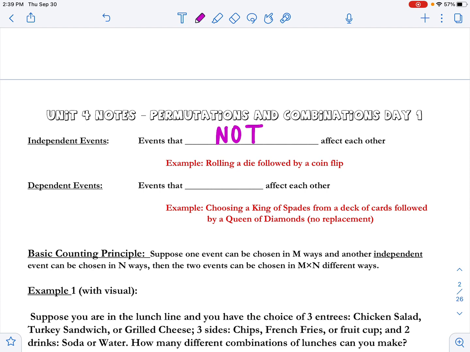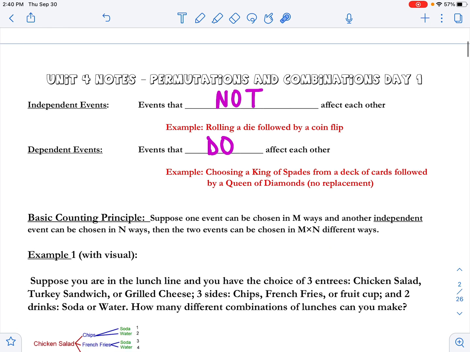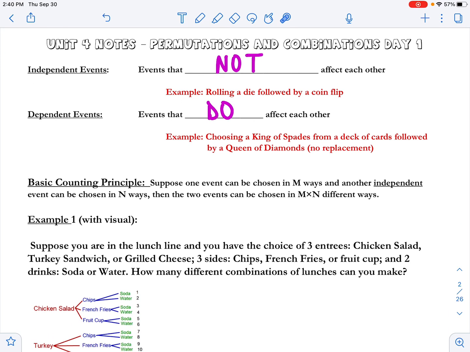Dependent events, on the other hand, are events that do affect each other. So for example, if you have a deck of cards and you choose a king of spades from the deck and you don't put it back, so you have it in your hand, and then you go and pick another card, by picking the king of spades, that changes the number of options you have for the next card that you could possibly pick up. And so those events do affect each other.